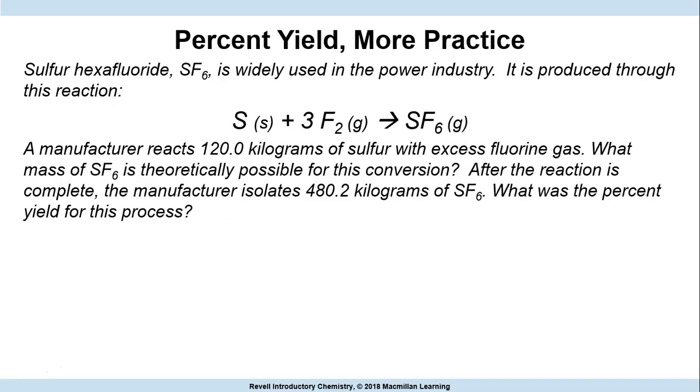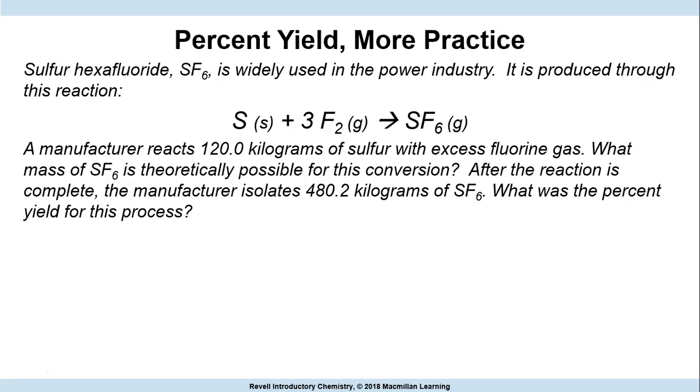Now let's look at this last reaction. Sulfur hexafluoride is widely used in the power industry. It is produced through this reaction: 1 mole of sulfur plus 3 moles of fluorine to give sulfur hexafluoride. A manufacturer reacts 120 kilograms of sulfur with excess fluorine gas. What mass of sulfur hexafluoride is theoretically possible for this conversion?